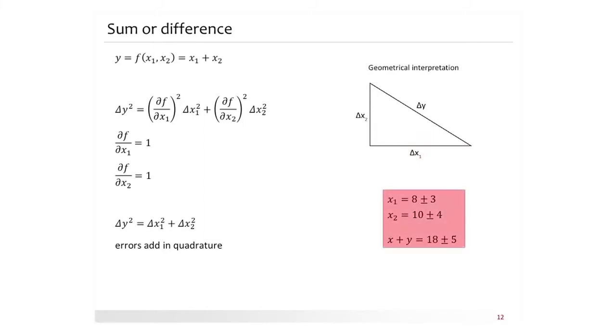And this is another example. The first variable, 8 plus minus 3. The second variable, 10 plus minus 4. You add this together, it's 18. And 3 squared plus 4 squared is 9 plus 16, which is 25. The square root of this is 5, so 18 plus minus 5. A very simple rule, very simple equation for adding variables.